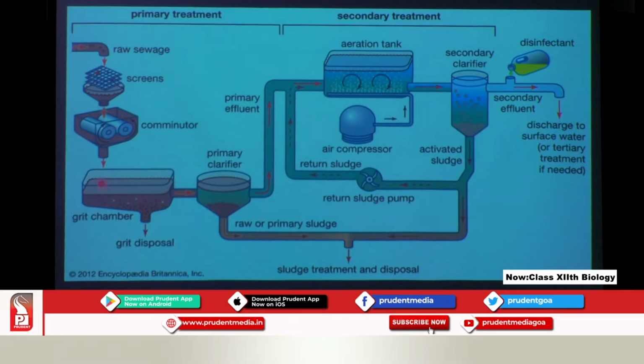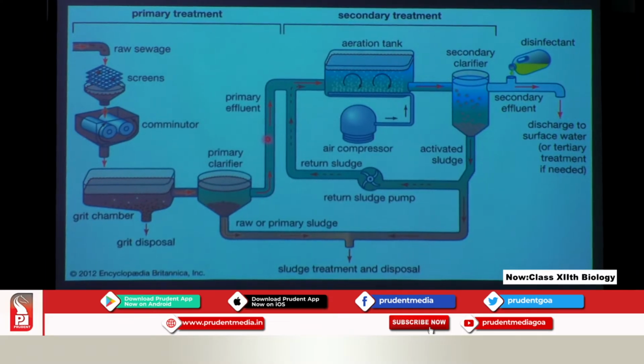And the primary water goes into the next purifier, which is the primary clarifier. Now, in the primary clarifier, the sewage is allowed to settle. You can see the clear fluid here. This clear fluid is called primary effluent. Please pay attention to this. This clear fluid is called primary effluent.